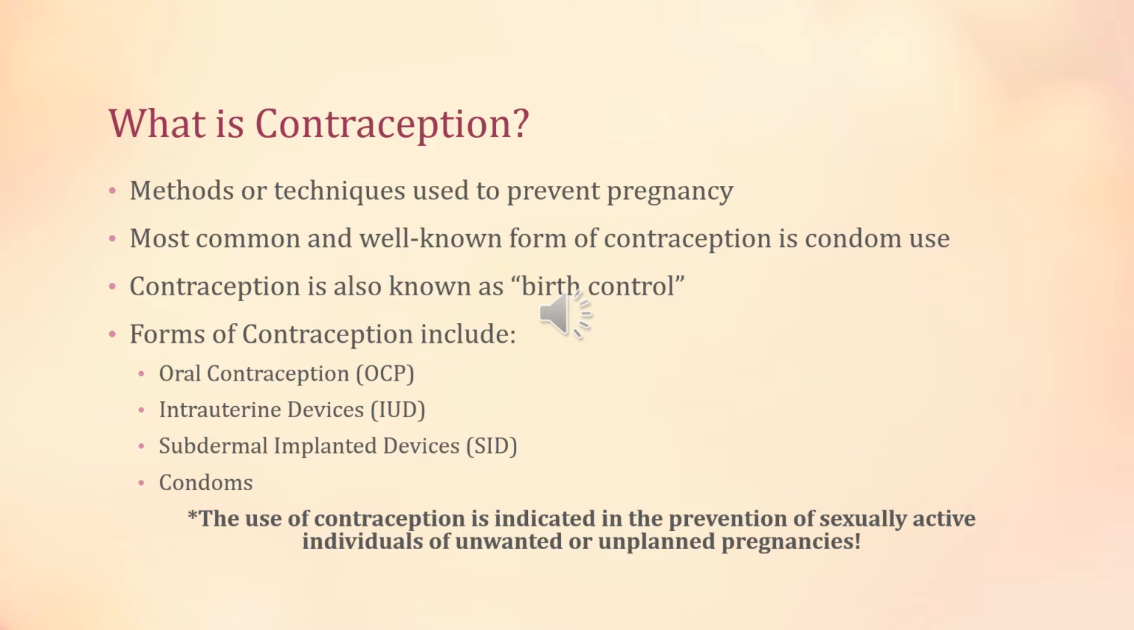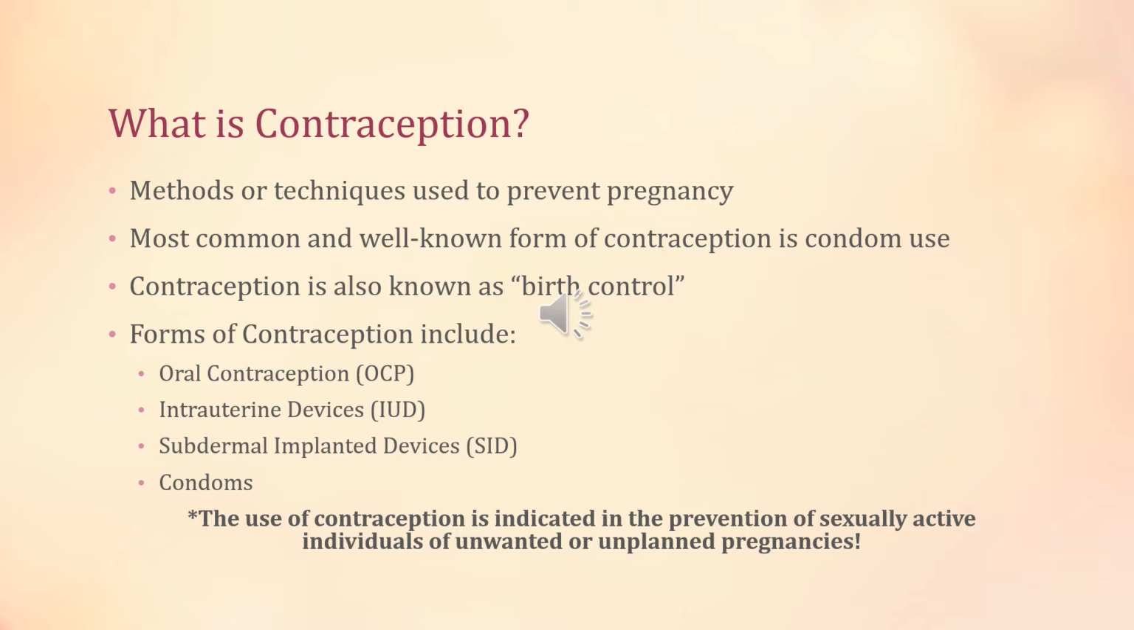So, what is contraception? Contraception are methods or techniques used to prevent pregnancy. The most common form of contraception that most people are aware of is condom use. That is a go-to that has been there since the beginning, I guess, or since condoms have been invented. They're easy, they're accessible. You can buy them from the store. It's not something you have to do daily. It's something that you can use when the act of sex is about to take place.